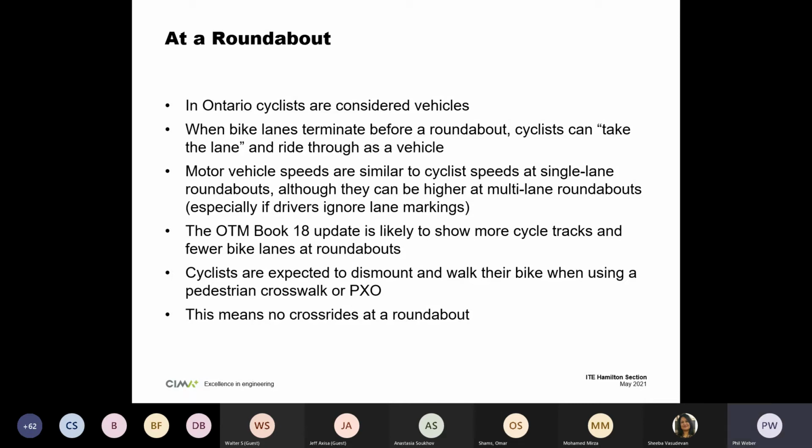The OTM Book 18 update is likely to show more cycle tracks and fewer bike lanes at roundabouts. Cyclists are expected to dismount and walk their bike when using a pedestrian crosswalk or PXO. This means we will have no cross rides at a roundabout.